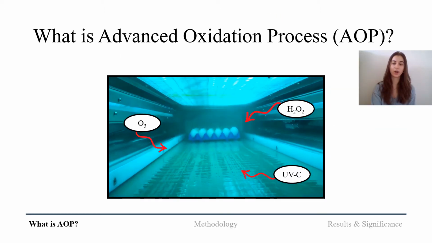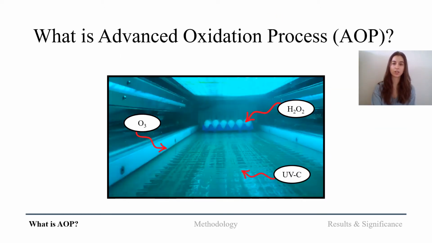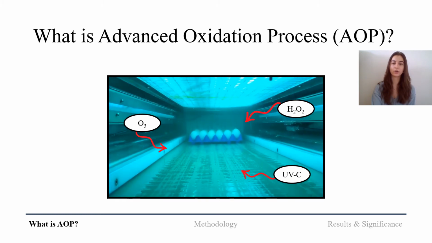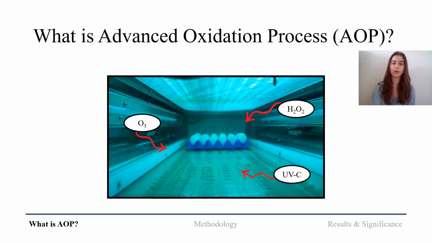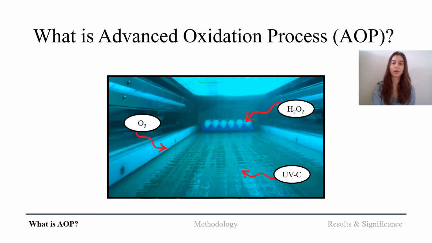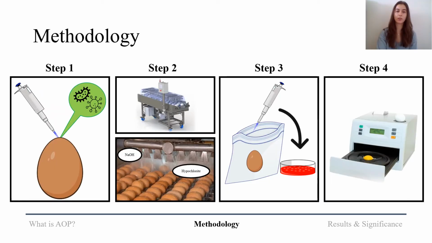Advanced oxidation process, or AOP, is known as the generation of hydroxyl radicals through the interaction of hydrogen peroxide, ozone, and UV light. These hydroxyl radicals act as sanitizing agents to disinfect the surface of the egg when introduced into the AOP reactor. The following methodology was executed to explore the efficacy of AOP disinfection of shelled eggs.